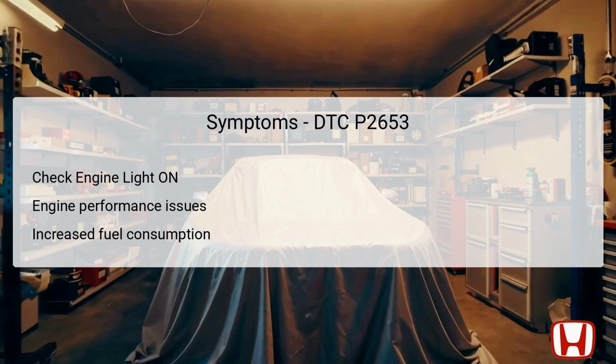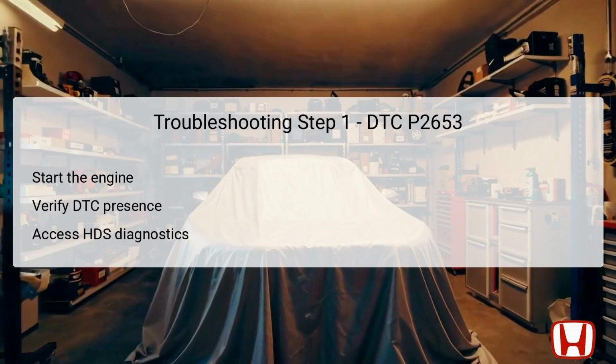Furthermore, drivers may experience increased fuel consumption due to inefficient valve timing, leading the engine to consume more fuel than necessary. These symptoms collectively indicate that the issue with the rocker arm oil control solenoid may need urgent consideration to restore optimal vehicle performance. Begin troubleshooting by starting the engine to confirm the DTC presence under operational conditions.